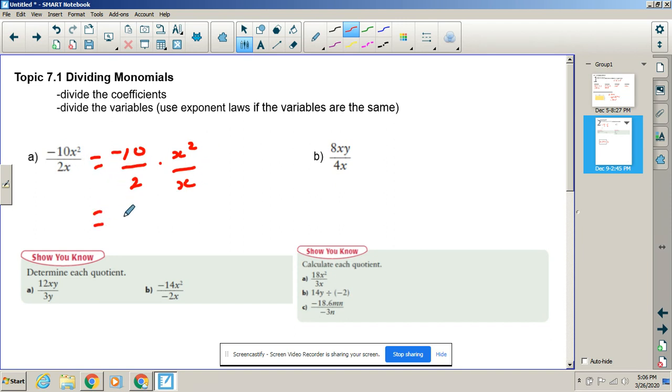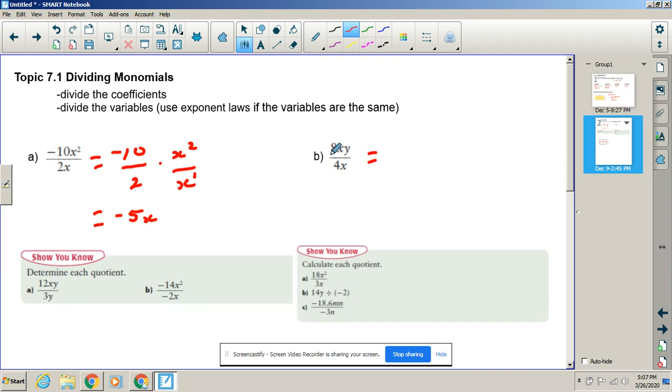So negative 10 divided by 2 is negative 5, and x squared divided by x, again, this is exponent laws. This is quotient of powers. The bases are the same. The rule is I keep my base and I subtract my exponents. Again, this x has an exponent of 1 on it. We just don't usually write it, but it does exist. So I keep my base of x, and I subtract my exponents. x squared divided by x, or x to the first, is just x. So this becomes negative 5x.